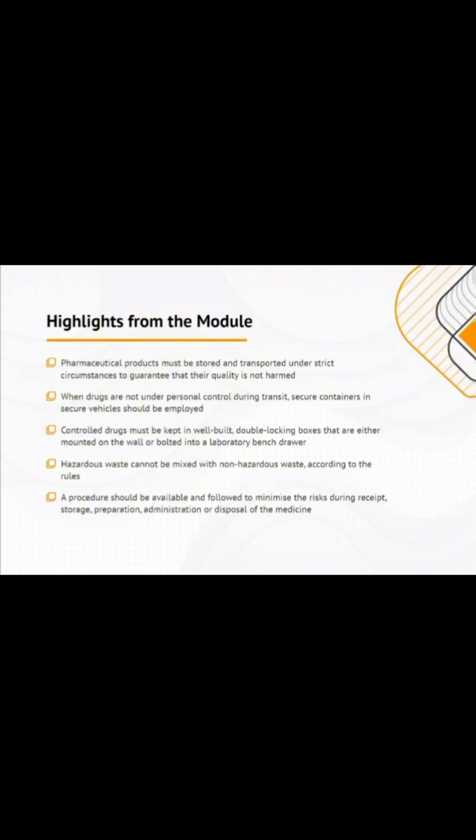Controlled drugs must be kept in well-built, double-locking boxes that are either mounted on the wall or bolted into a laboratory bench drawer. Hazardous waste cannot be mixed with non-hazardous waste, according to the rules. A procedure should be available and followed to minimize the risks during receipt, storage, preparation, administration, or disposal of the medicine.